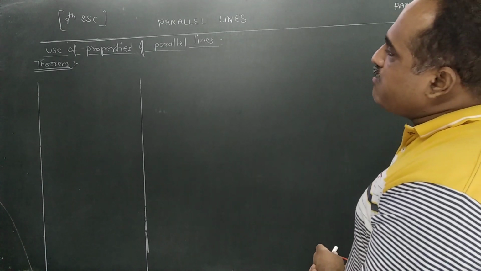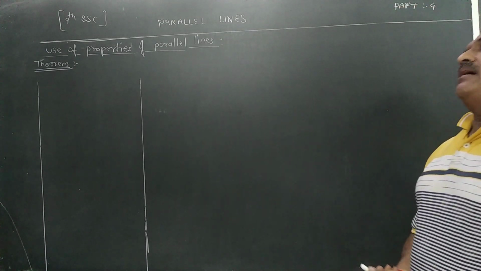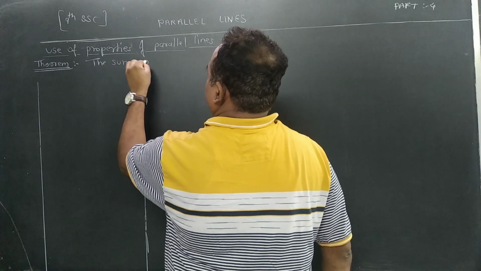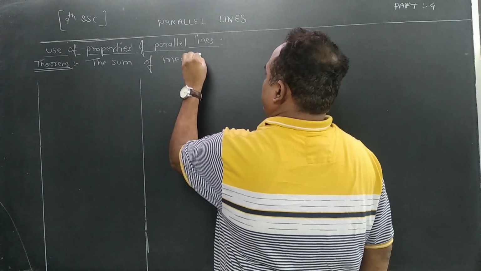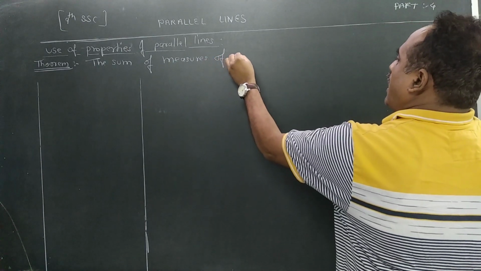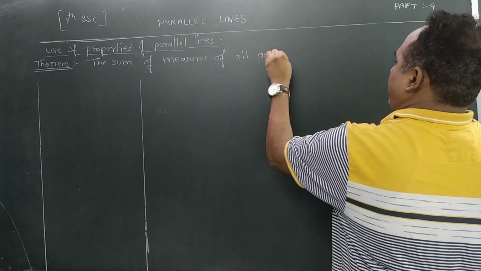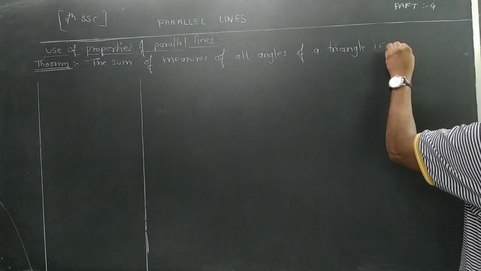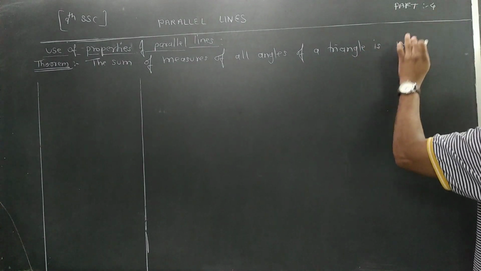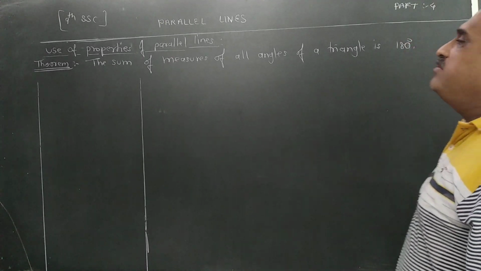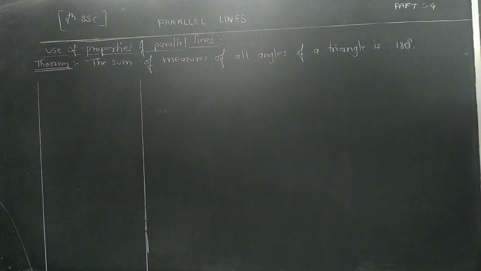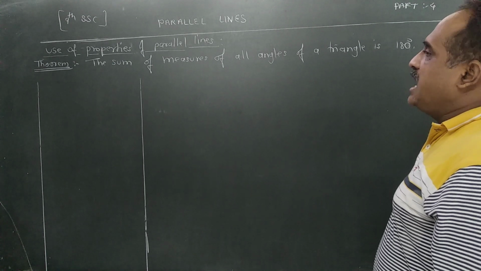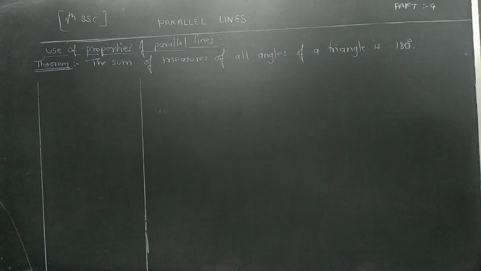It is one of the very important theorems of triangle: the sum of the measures of all angles of a triangle is 180 degrees. Last year also we used this property. What was that? The sum of the measures of all angles of a triangle is 180 degrees. There are three angles in a triangle, and the sum of the three angles is 180 degrees. That is what we are going to do.